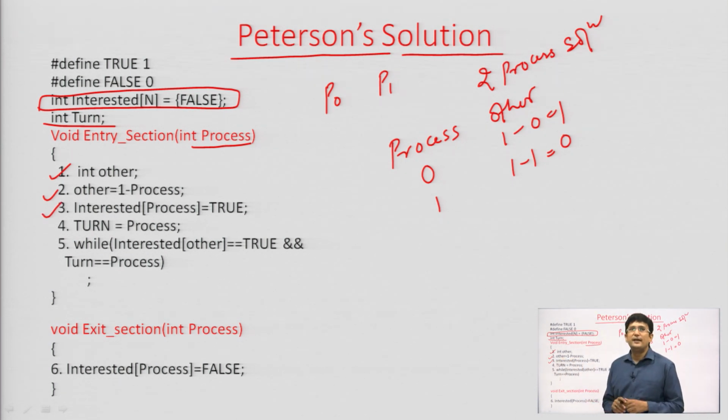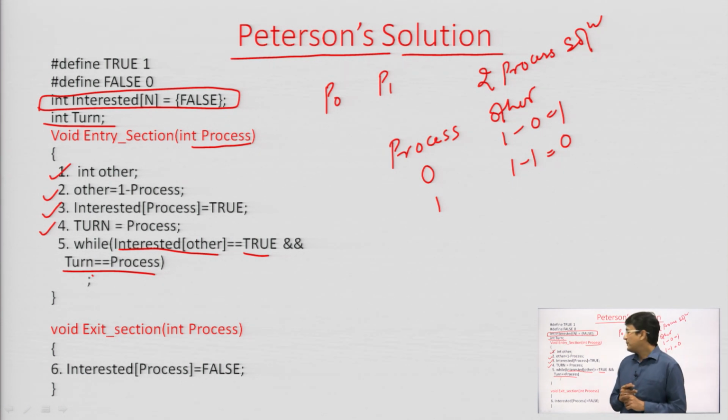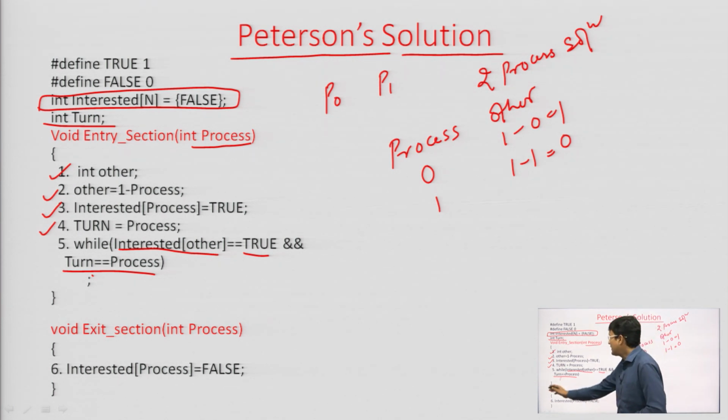Now, we have to set the interest of the current process as true. Obviously, we are running it for the current process, so if it has to execute the critical section, its interest value should be true. Now, turn equals process. We have set turn equal to process. Now, let us check if the interest of the other process is true and turn is equal to process, meaning both conditions should be satisfied at the same time. If the interest of the other process is true and the turn is of the current process, then keep waiting. But if either of these two conditions is not satisfied, enter the critical section.